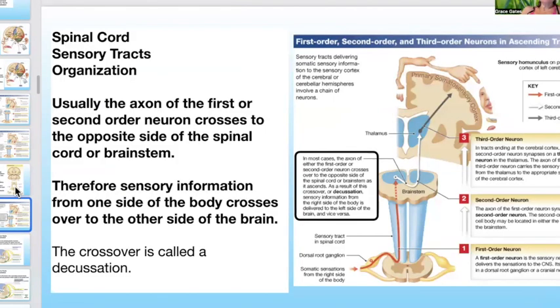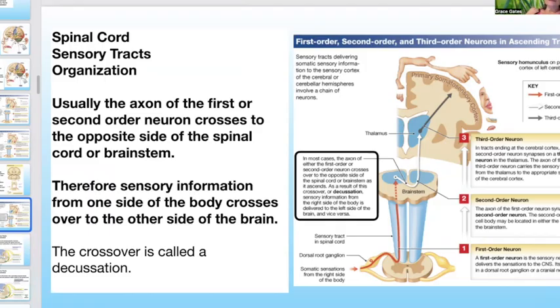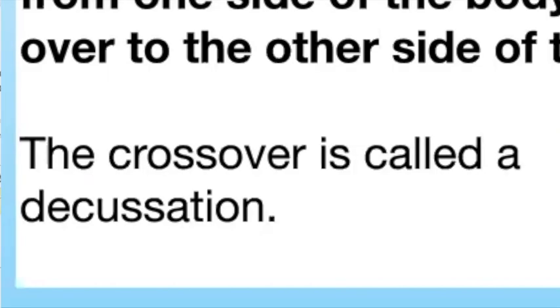Usually, the axon of the first or second order neuron crosses to the opposite side of the spinal cord or brainstem. Therefore, sensory information from one side of the body crosses over to the other side of the brain. Crossing over is sometimes called a decussation. So there's a word for you, decussation.